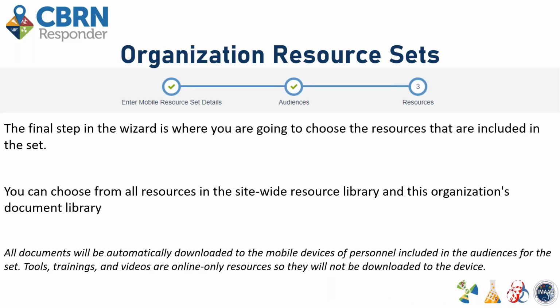And this is the final step in the wizard, and this is where I'm going to choose the resources that are included in the set. So again, for the organization resource sets, you can choose from all resources in the site-wide resource library or this organization's document library. Just something to note that all documents will be automatically downloaded to the mobile devices of personnel included in that audience. Tools, trainings, and videos are online only, so they will not be downloaded to the device.